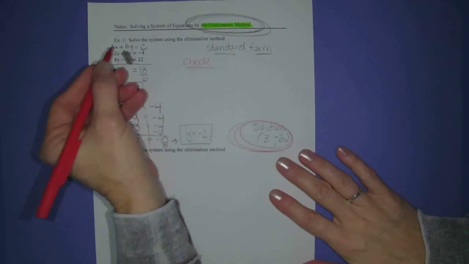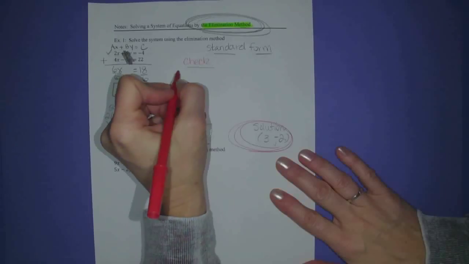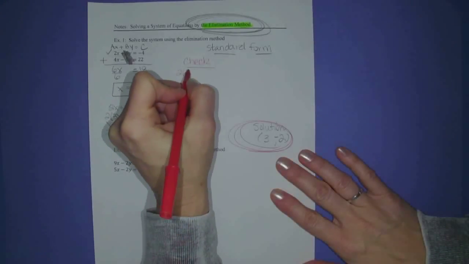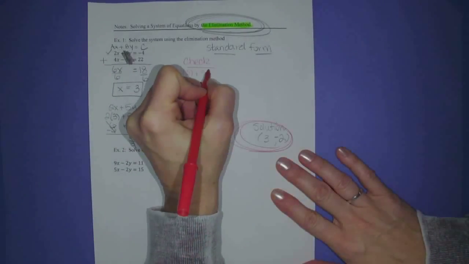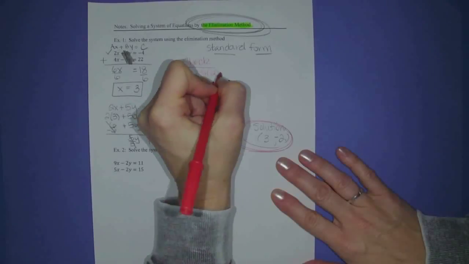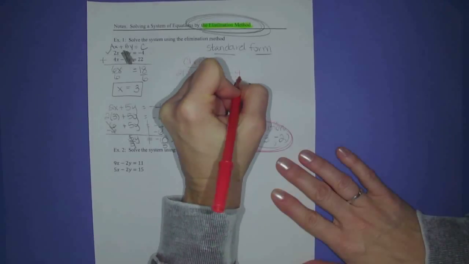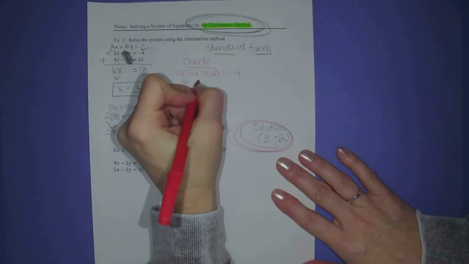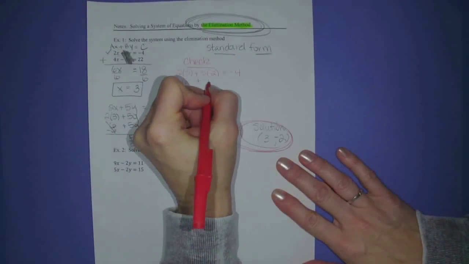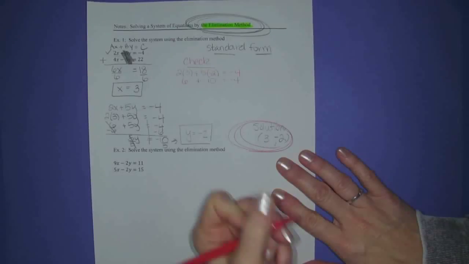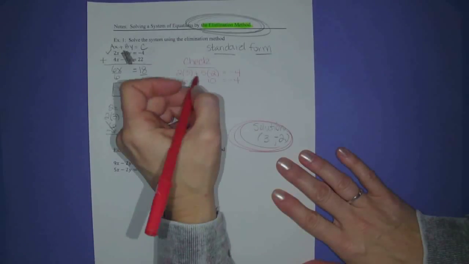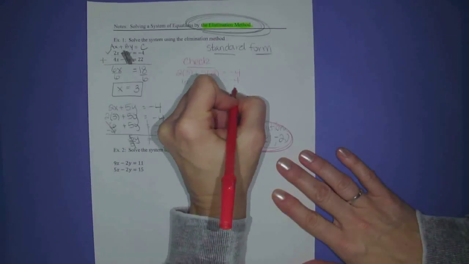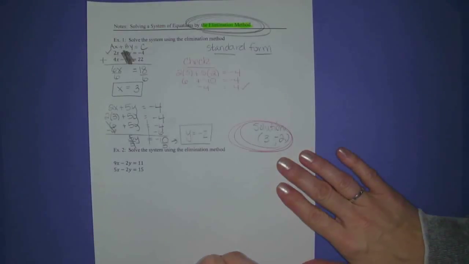So if I take the top equation, I'll have 2 times 3 plus 5 times negative 2 equals negative 4. Well, let's see if that's true. 2 times 3 is 6. 5 times negative 2 is negative 10. And 6 plus negative 10 is negative 4. So that first one checks out fine.